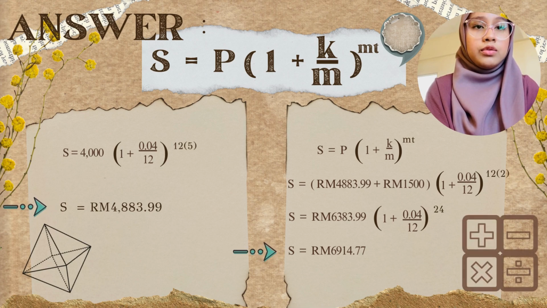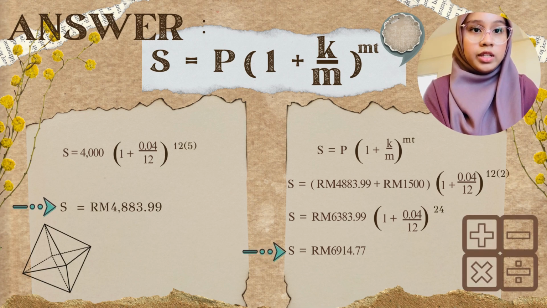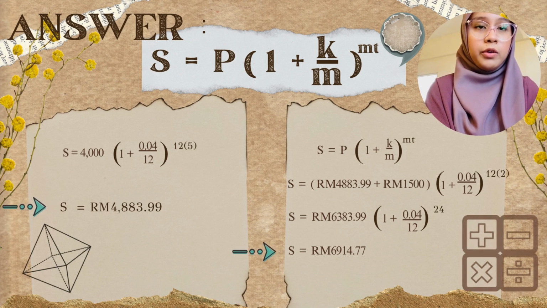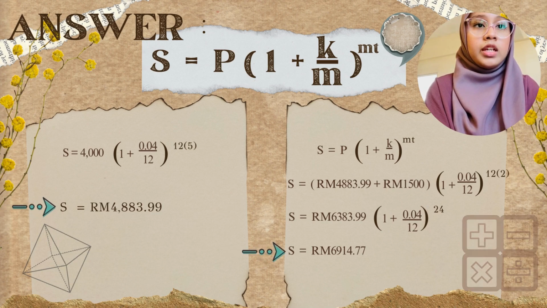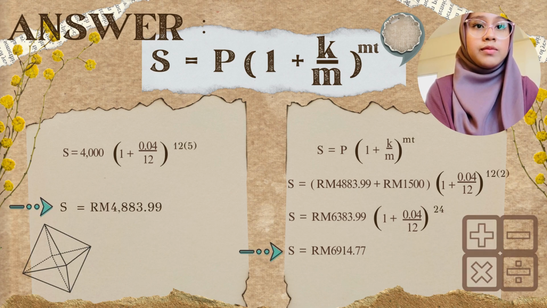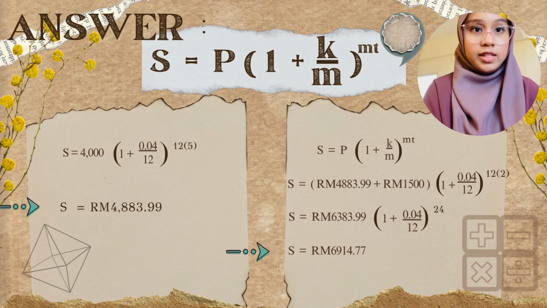We're going to use this formula again. S equal to, in bracket RM 4,883.99 plus RM 1,500, which we deposit today, close the bracket. In bracket 1 plus 0.04 per 12, close the bracket powered by 12 multiplied by 2. S equal to RM 6,383.99 in bracket 1 plus 0.04 per 12, close the bracket powered by 24. So S equal to RM 6,914.77.